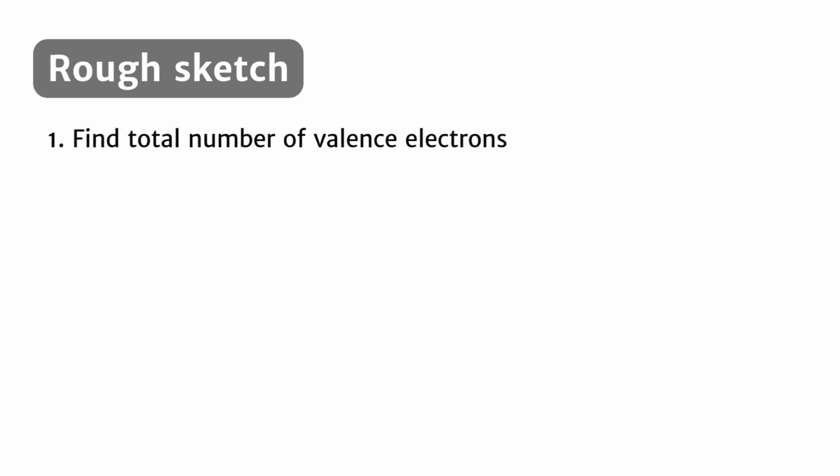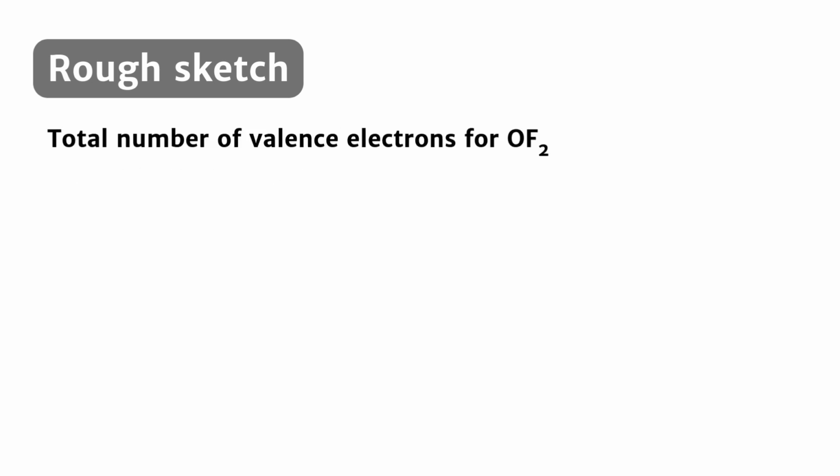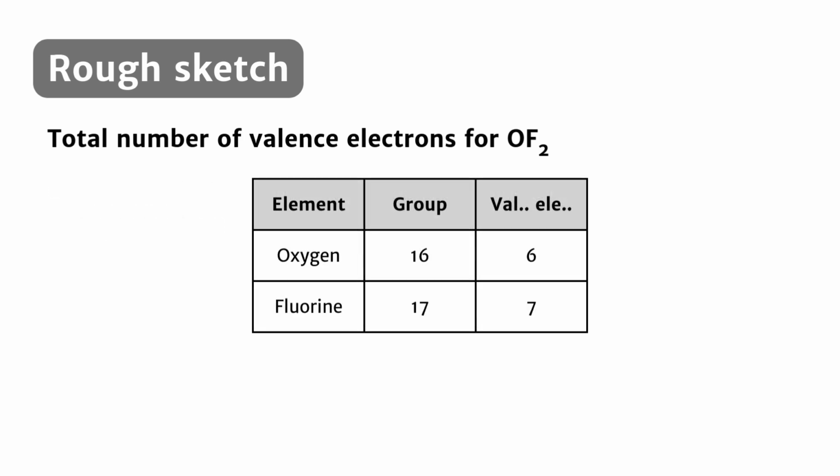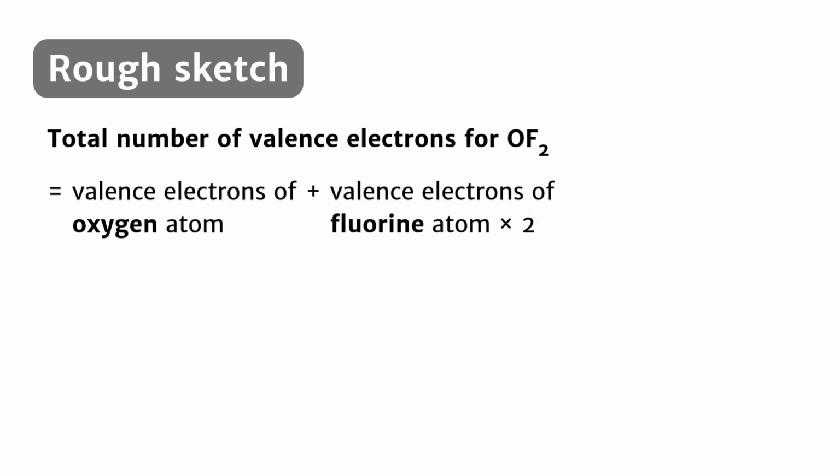To draw a rough diagram of OF2, we first calculate the total number of valence electrons and then determine the central atom. The total number of valence electrons in OF2 can be determined by summing the valence electrons of each atom in the molecule. Oxygen, a group 16 element, has 6 valence electrons, while fluorine, a group 17 element, has 7 valence electrons. In OF2, there is 1 oxygen atom and 2 fluorine atoms.